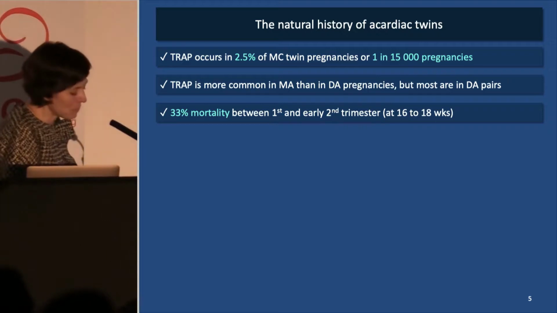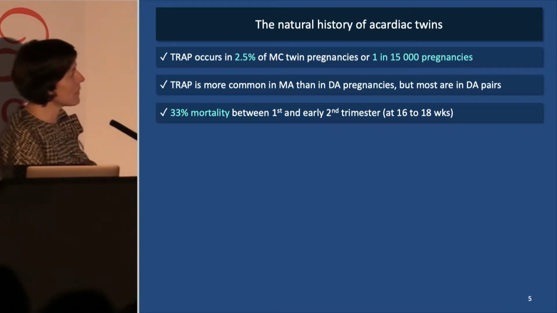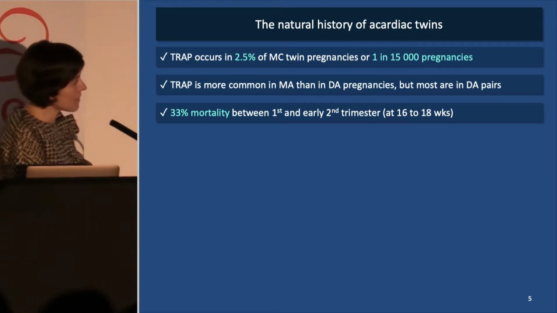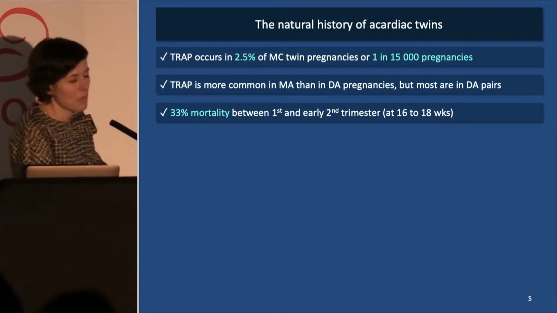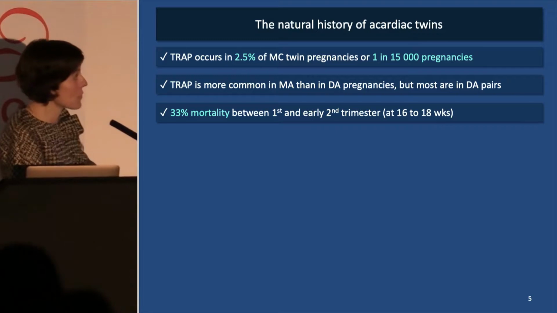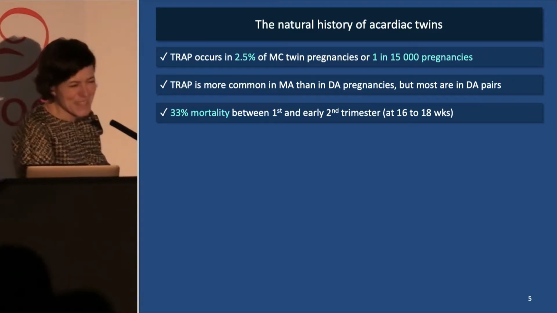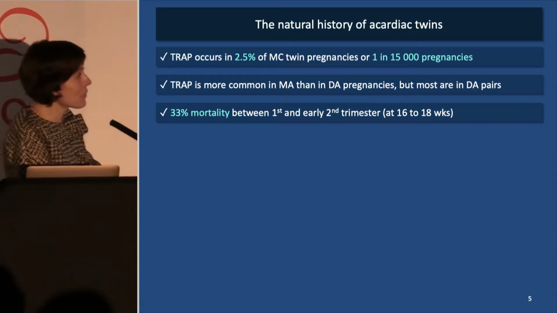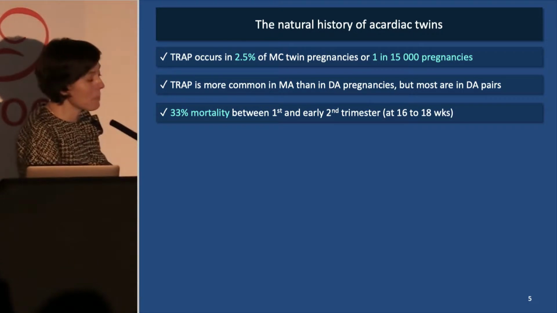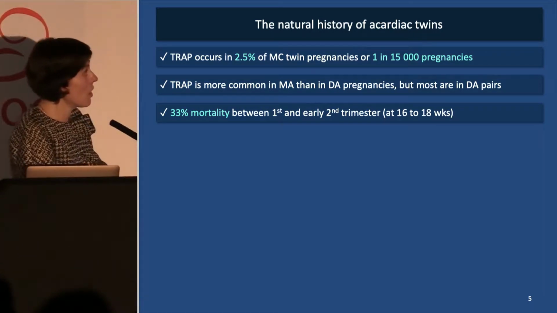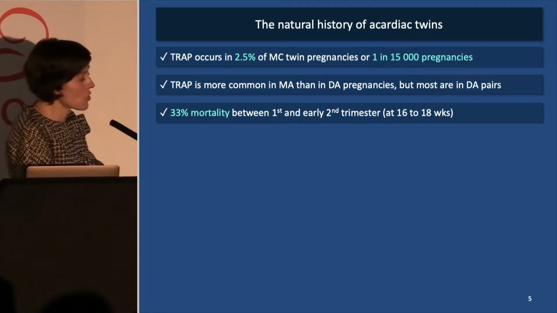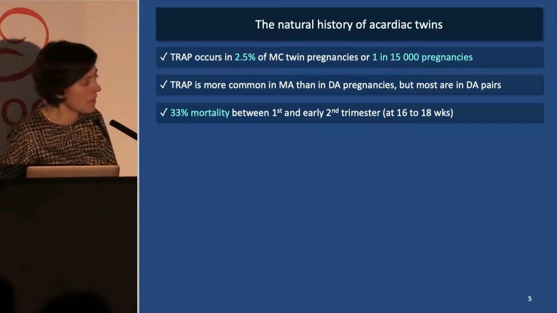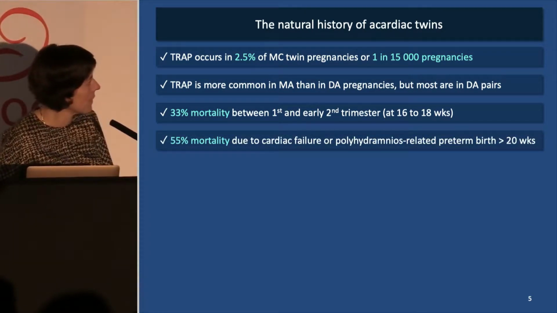We put our cases together with the cases in King's College Hospital and looked at the outcome of acardiac twinning diagnosed in the first trimester. There we noticed that actually a significant number of pump twins are lost between the diagnosis in the first trimester and the planned intervention at around 16 to 18 weeks.